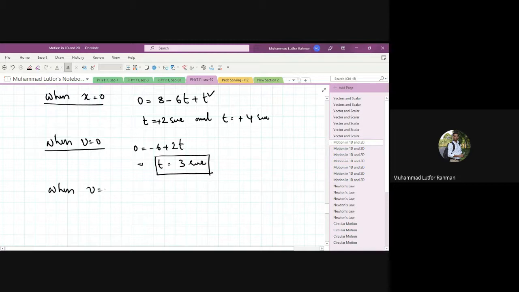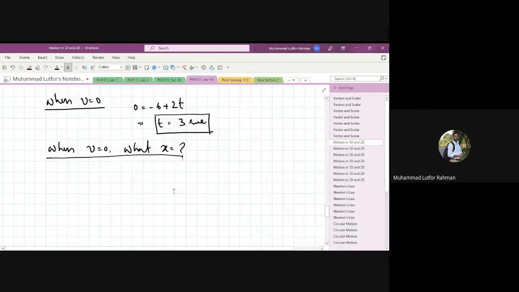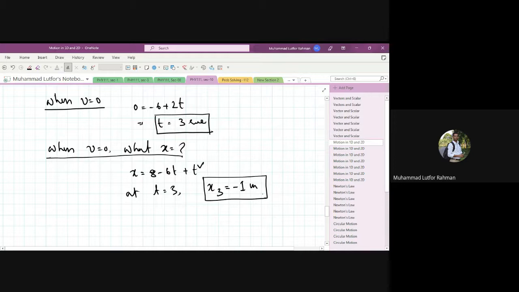When v equal to 0, what is x? That means when v equal to 0, where is the particle, or what is the location? I know v equal to 0 at t equal to 3 seconds. I'll plug that into my equation, which is 8 minus 6t plus t square. If you plug in t equal to 3 seconds, this x(3) would be basically minus 1 meter. So the position of that particle would be minus 1 meter.